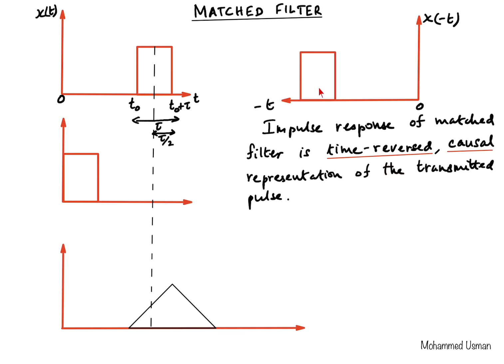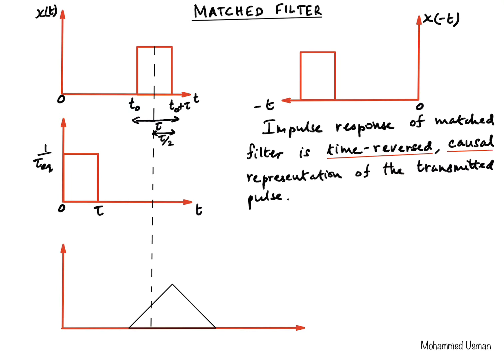Therefore, we need to shift this by a certain amount to bring it to the right side of 0, and that shifted version makes it causal. So we shift this to the right, to the right of 0. This is the causal representation. Again on the x-axis we have time, and now it goes from 0 to some tau, because the width of the pulse is still tau, and we choose a certain amplitude which is denoted as 1 by tau equivalent.